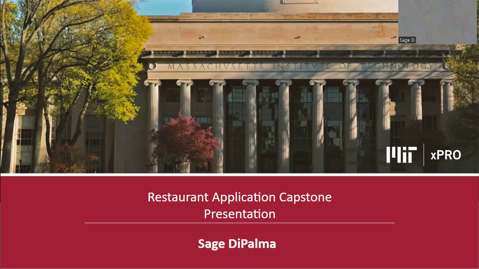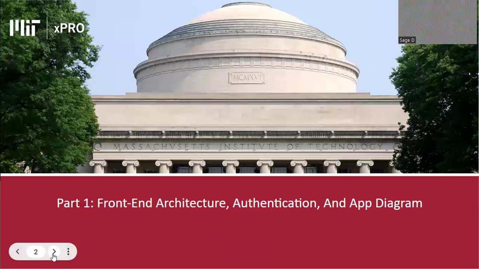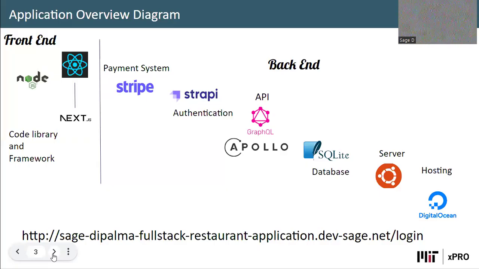So for this part one, we're going to start out with the front-end architecture, authentication, and the app diagram. So first, we have our application overview diagram.